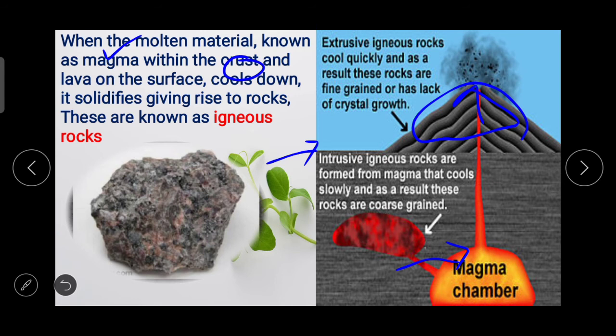So extrusive igneous rocks cool quickly, and as a result these rocks are fine grained or lack crystal growth. Intrusive igneous rocks are formed from magma that cools slowly, and as a result these rocks are coarse grained. So one thing which we have to keep in mind is that whenever we talk about igneous rocks, it is the formation because of the magma which is within the crust and lava on the surface.